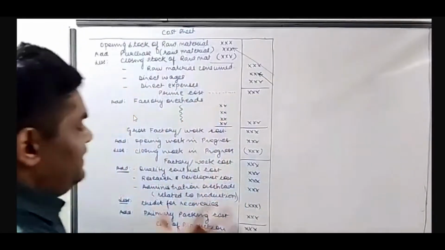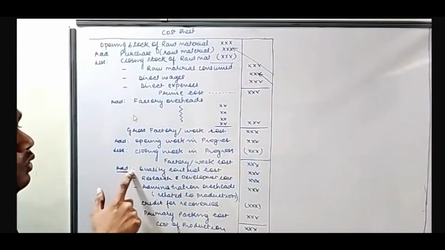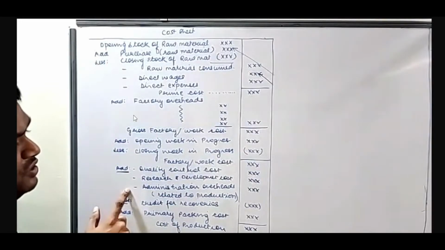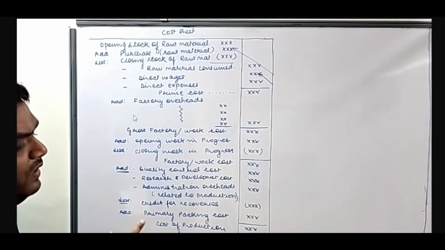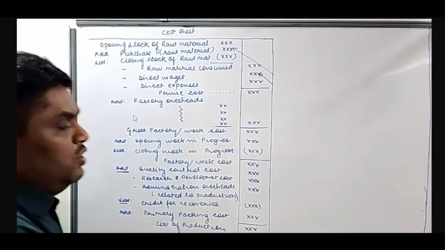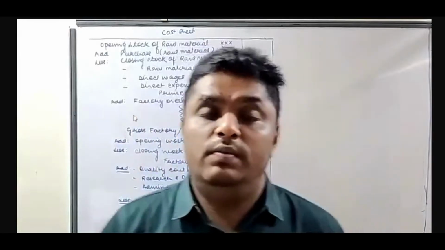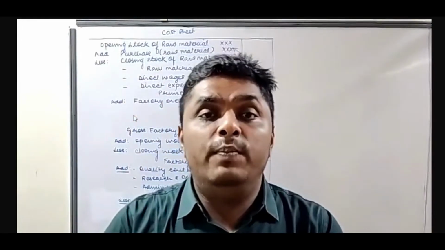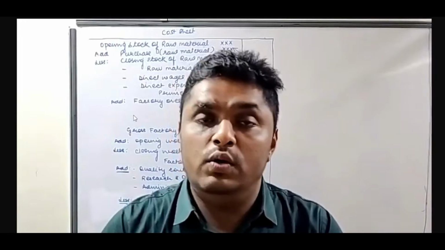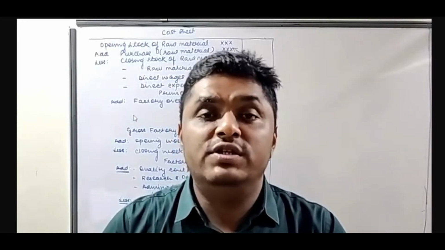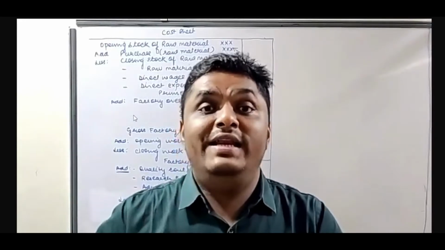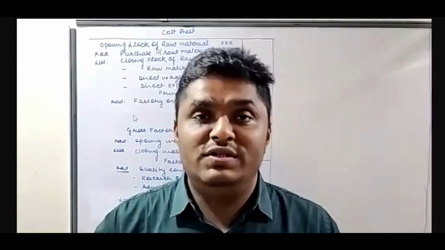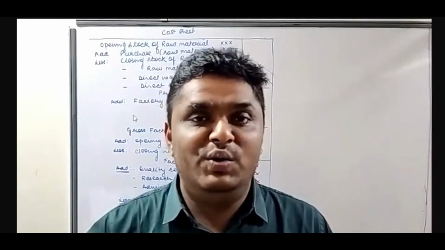Now let's start with these 5 points one by one: quality control, research and development, administration overhead related to production, credit for recoveries, and primary packing cost. So let's start with quality control. To maintain the quality of a product, we do incur quality control cost. Let's say in a question it is given that salaries were paid to quality control staff. It will form part of quality control cost.